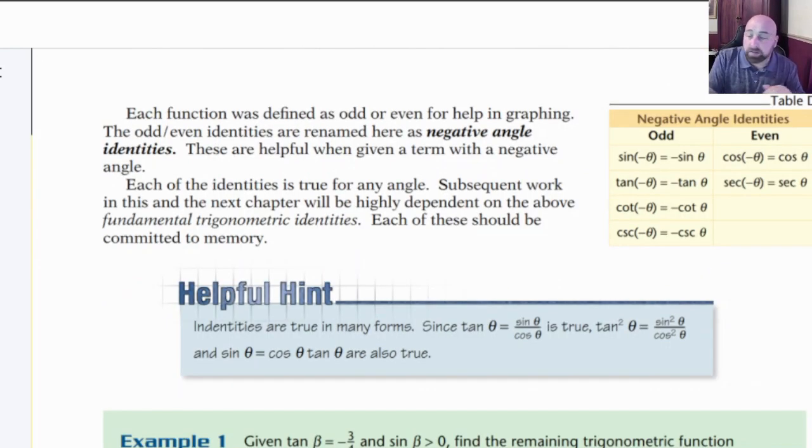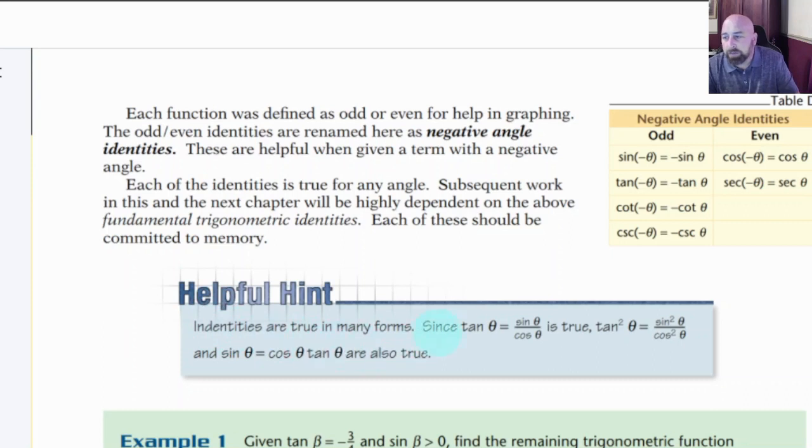100% memorize these. No, you have to memorize these, because if you're constantly trying to flip back to see them, you're going to be in a mess. Memorize your identities, please. They've got them in the front cover. They've got them in different chapters. They've got them all over the place in this book. They are important. Now look, here's a helpful hint.